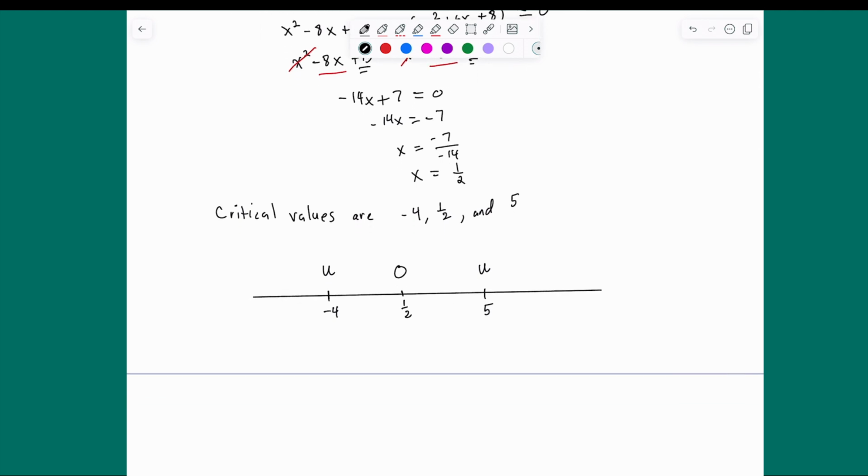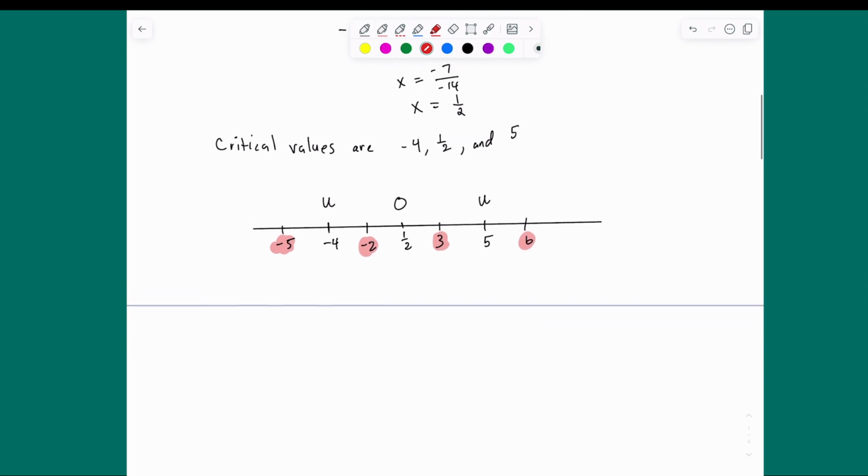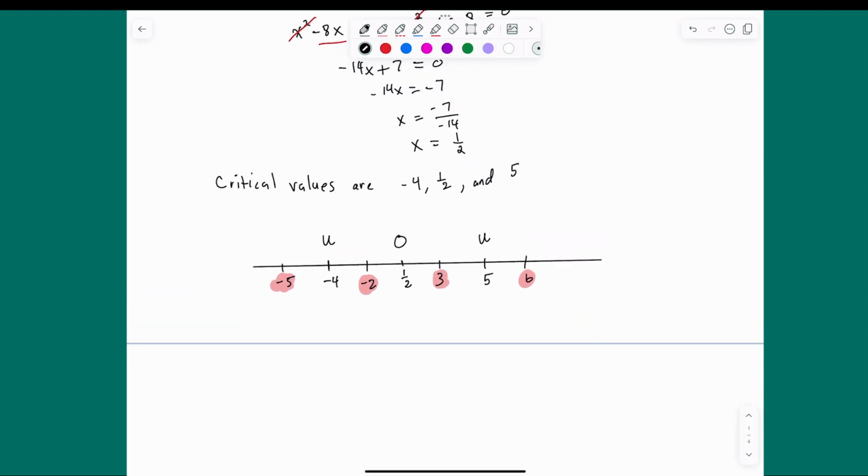All right, so I'm going to go ahead and take some test points here. Let's take, say, -5. Between -4 and 1/2, I'm going to take -2. Between 1/2 and 5, I'm going to take +3. And then something greater than 5, say 6. Okay, so those are my test points, and I'm going to plug these values into my expression.